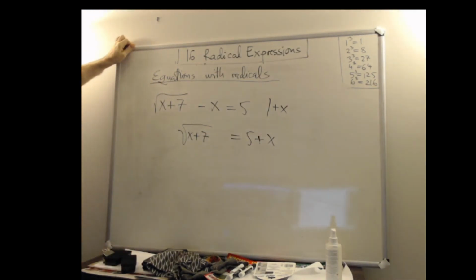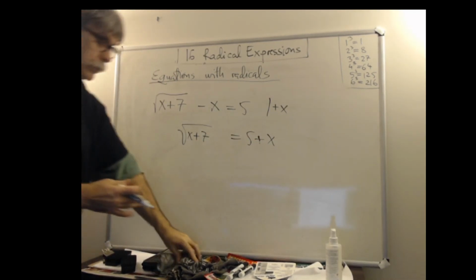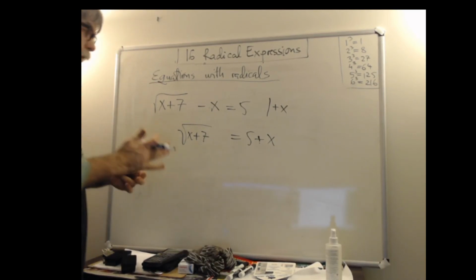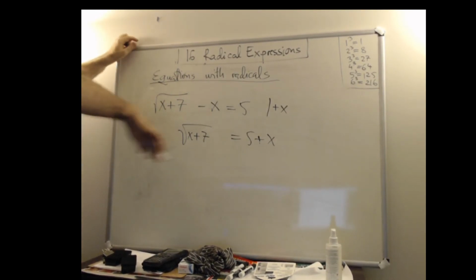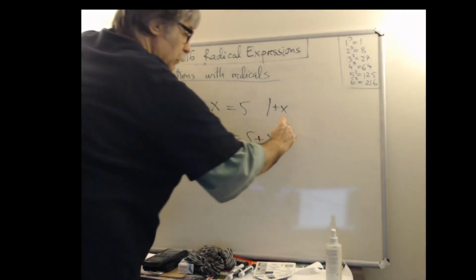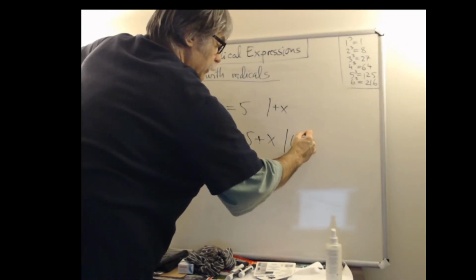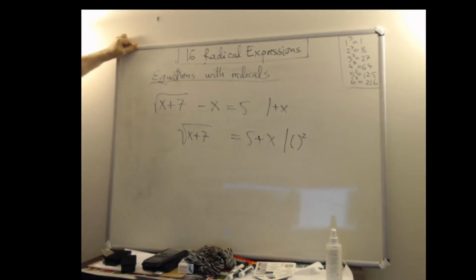So far, so good. Now, you're going to have to think about what the number is going to be whose radical is going to be 5 plus x. And you're going to say, of course, I have no idea. Okay, let's square both sides. So what we are doing here, we are squaring both sides, left side and the right side.